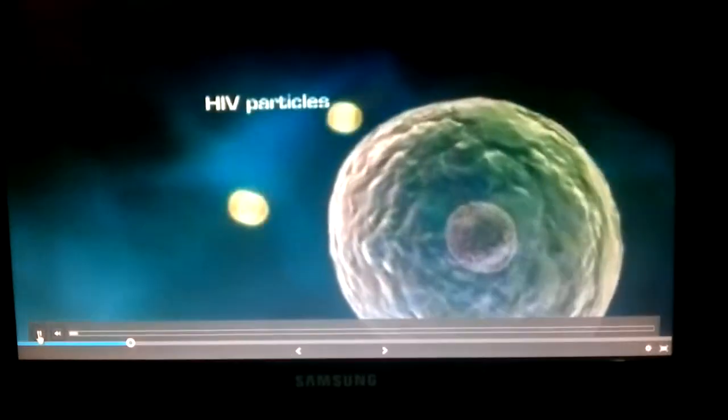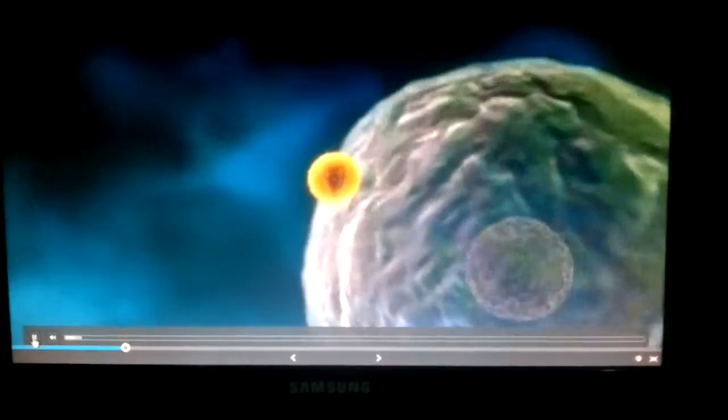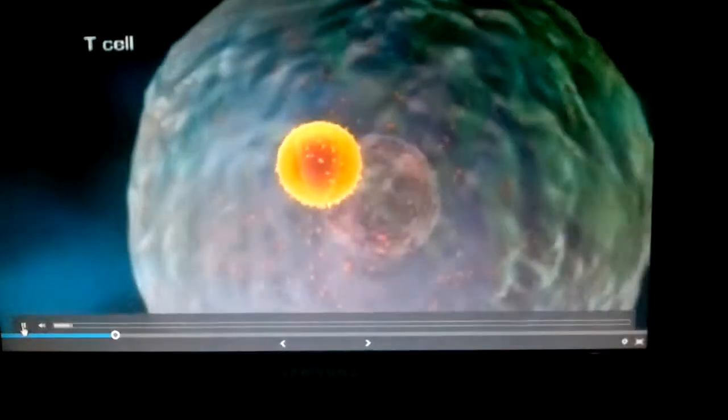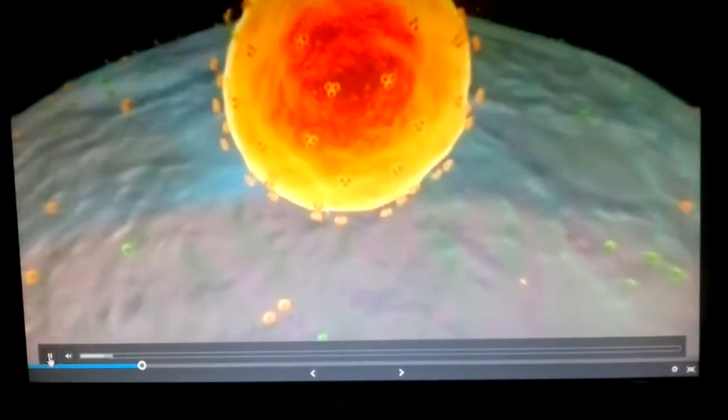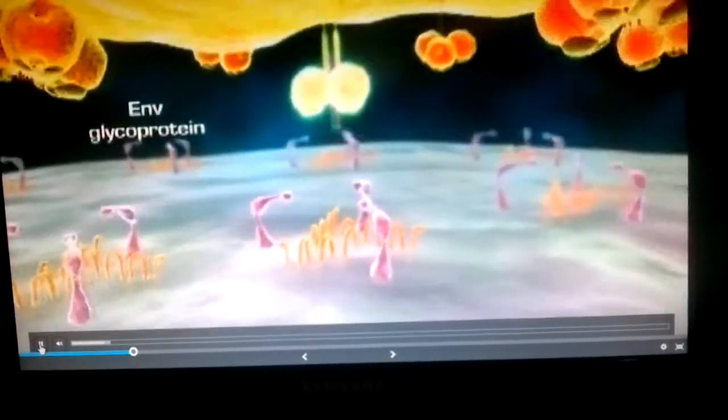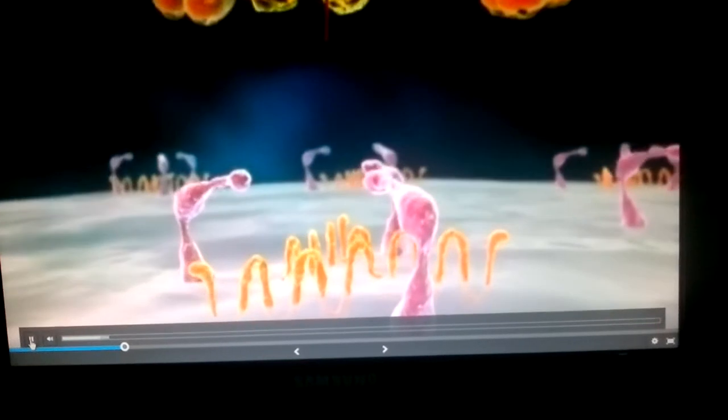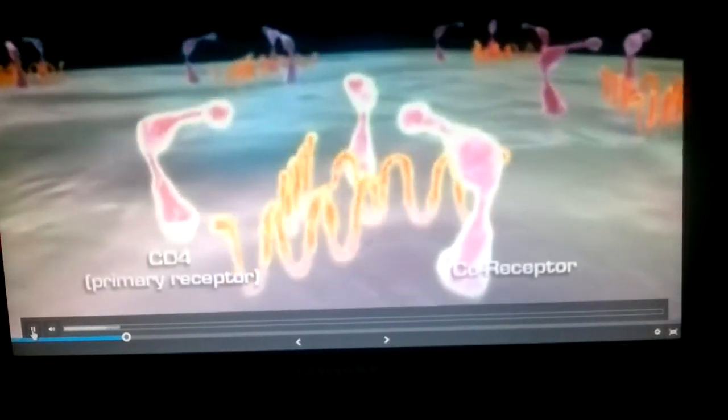The first step in the HIV-1 life cycle is viral attachment to the CD4 cell surface. The next step is viral entry, which involves a cascade of molecular interactions between the viral envelope glycoprotein and two T-cell surface receptors, a primary receptor and a co-receptor.